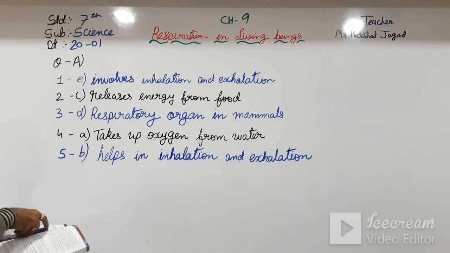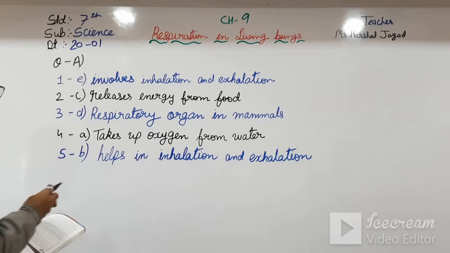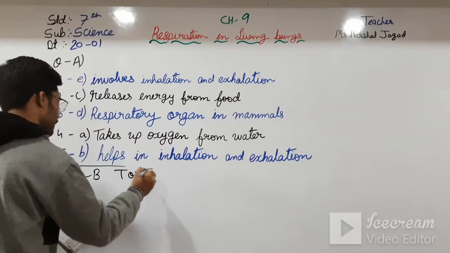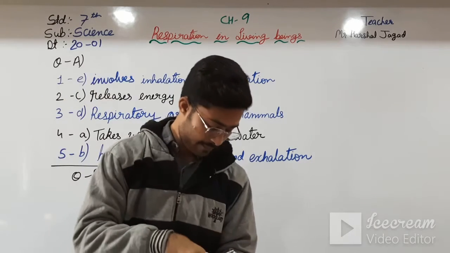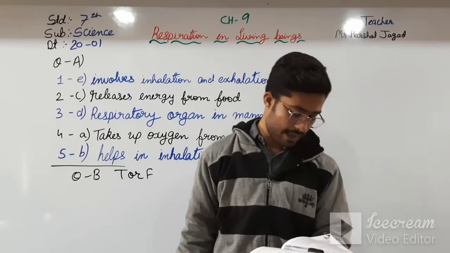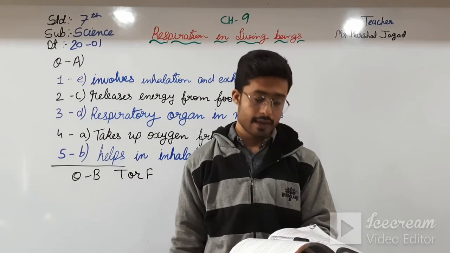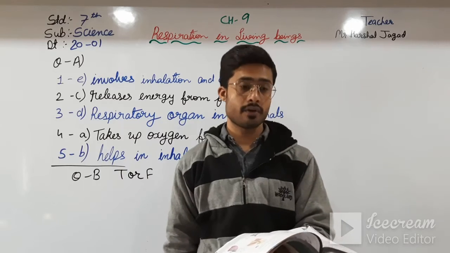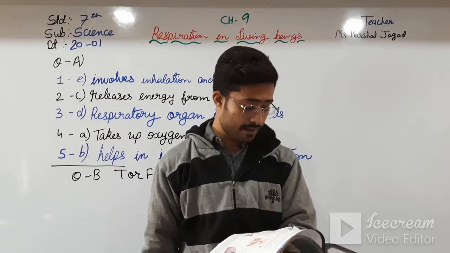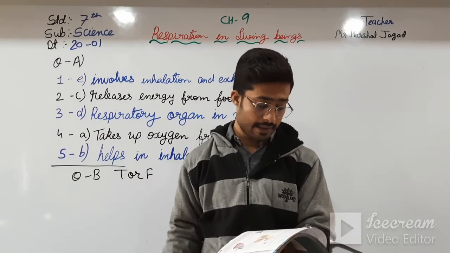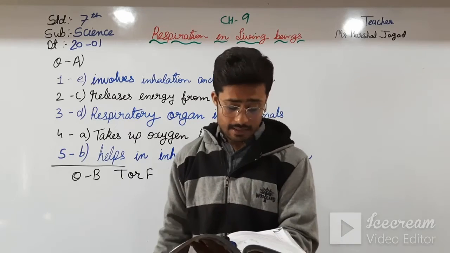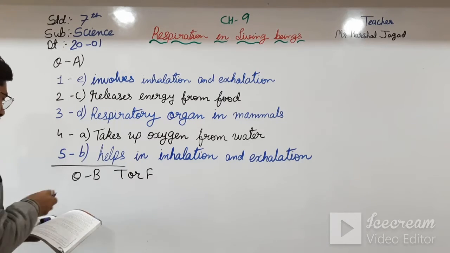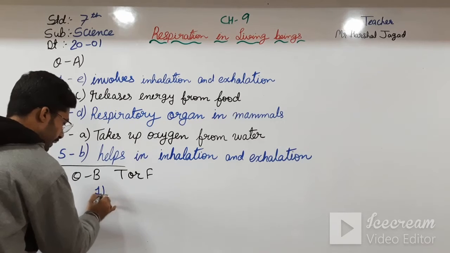Then after that, question number B, true or false. Here the first one: in an earthworm, exchange of gases takes place through tiny holes called spiracles. You can see on page number 112 that the spiracles are given as the respiratory organ. Which insect is it? It is the cockroach, not the earthworm. So the first one is false.